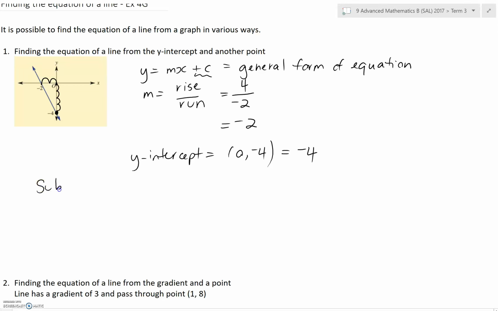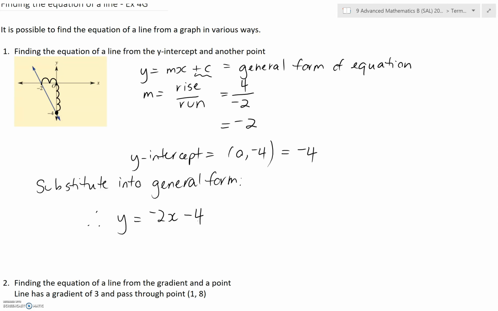Once you've got that, you can just substitute that information into the general form of the equation. So to do that, therefore, our line equals y. Instead of m, we write -2x, and instead of c, we write -4. So in this case, our equation of this line is y equals -2x minus 4. And we can tell our gradient must be negative because it's heading in a downward slope. So that is another way we can check that we're heading in the right direction with that.